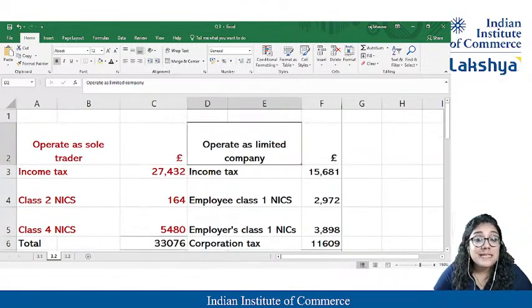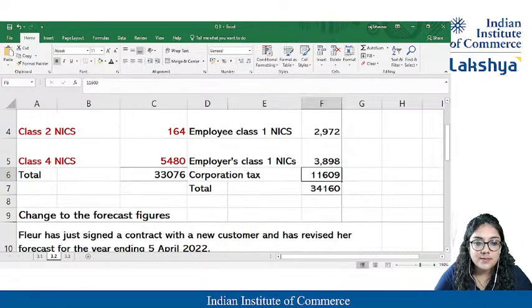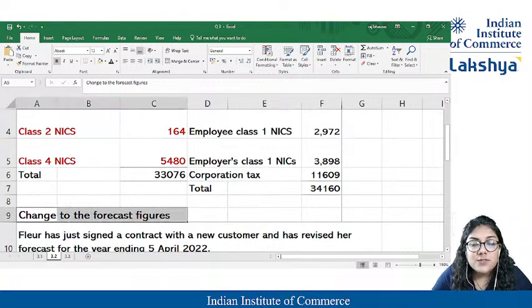If a company operates as a company limited, its income tax expenses will be 15,681. And class 1 will be 2972, employers class will be 3898, and corporation tax will be this. So if I take a total, it will be 34160. Changes to the forecast figure.